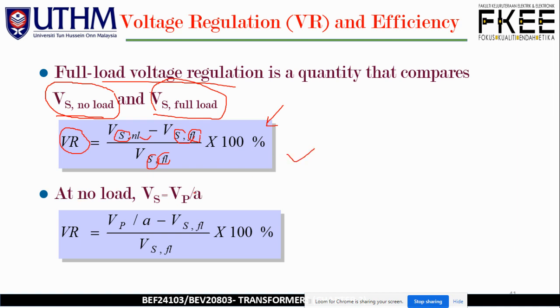However, at no load, Vs equal to Vp over A. So this is once we refer to the secondary side of the transformer. Under this condition, Vs equal to Vp over A. So just substitute over here into the VR equation. So now we have Vp over A minus Vs full load over Vs full load times 100%.